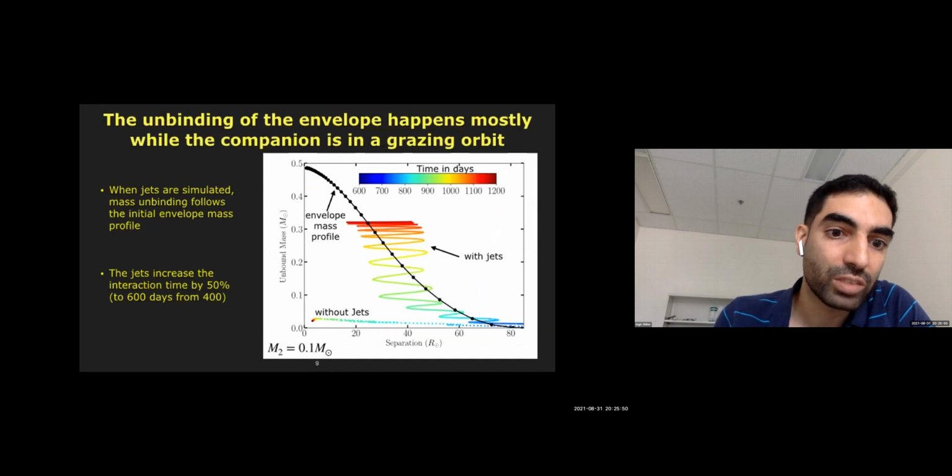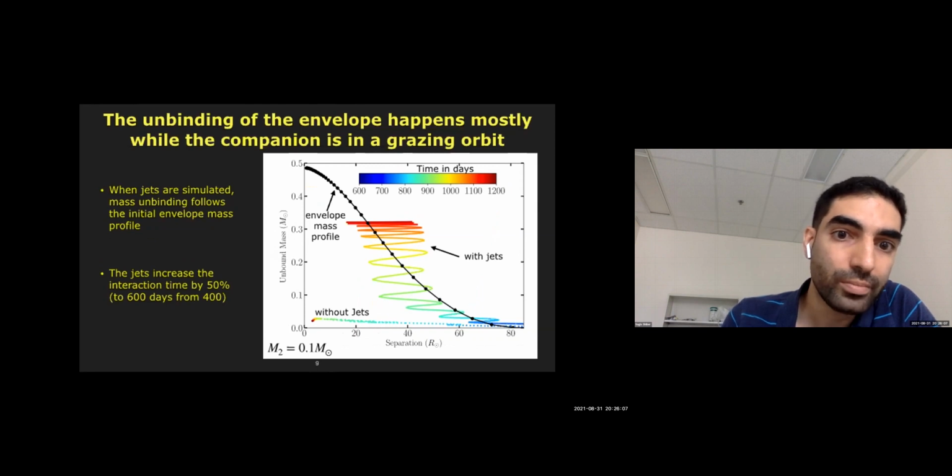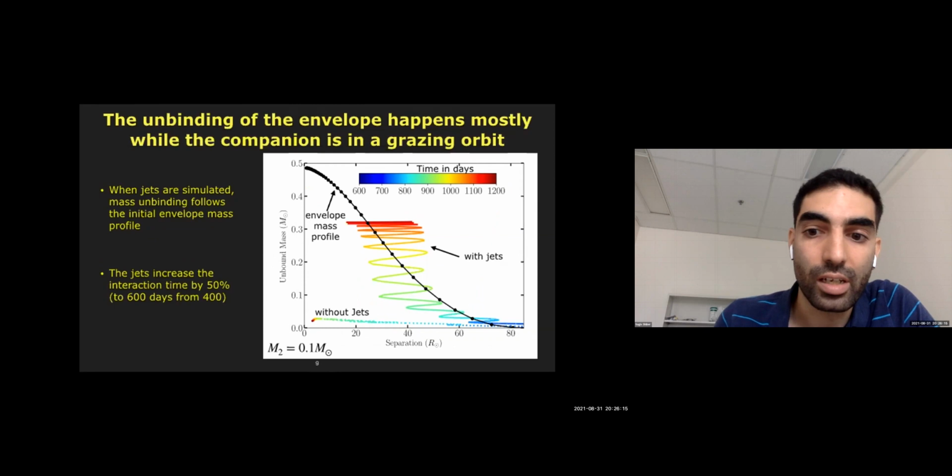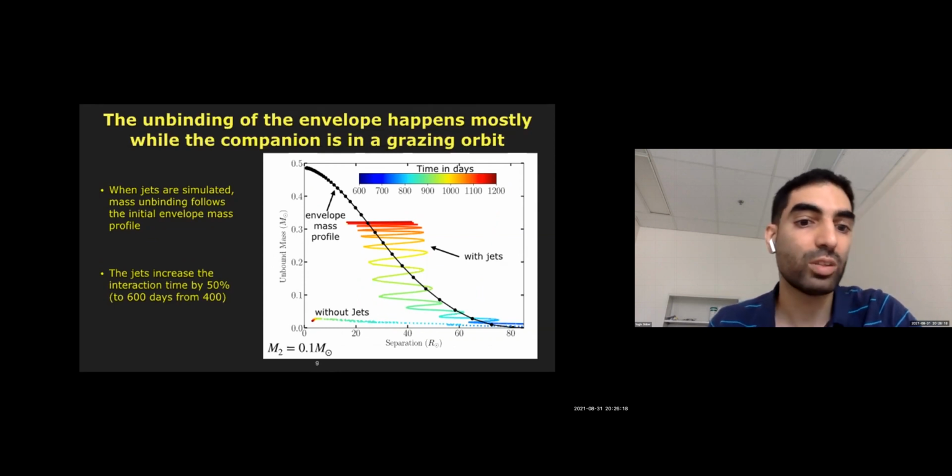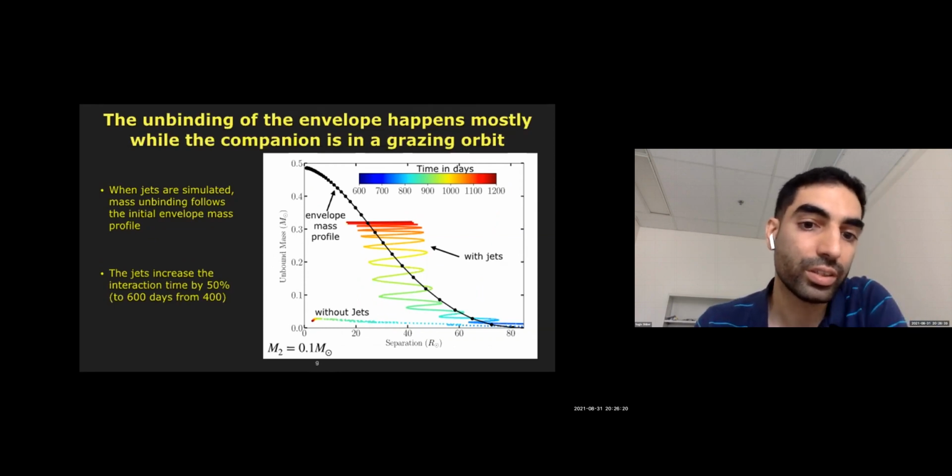The companion in the simulation without jets spirals into a small separation without unbinding much of the envelope. This is a common envelope evolution. On the other end, the jets that are launched by the light companion of 0.1 solar mass successfully unbind the mass outside the companion's orbit almost throughout the entire evolution. This is a grazing envelope evolution. The unbinding of the envelope for this case continues on a longer timescale of 600 days. And at the end of the simulation, the unbinding of the envelope still continues, although at a decreasing rate.